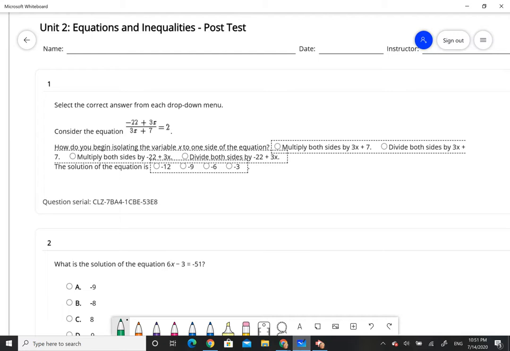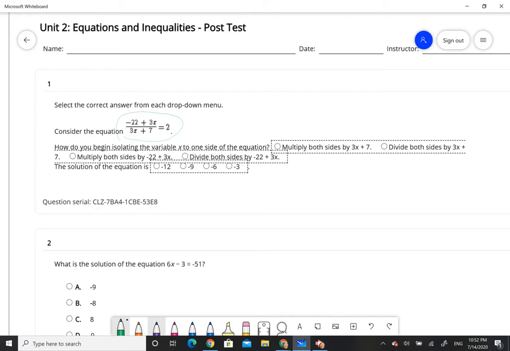You need to use these tools. I mean, you need to be able to solve equations well in order to do more math. No doubt. Okay, so question 1: select the correct answer from each drop menu. Consider the equation, and this is the equation.